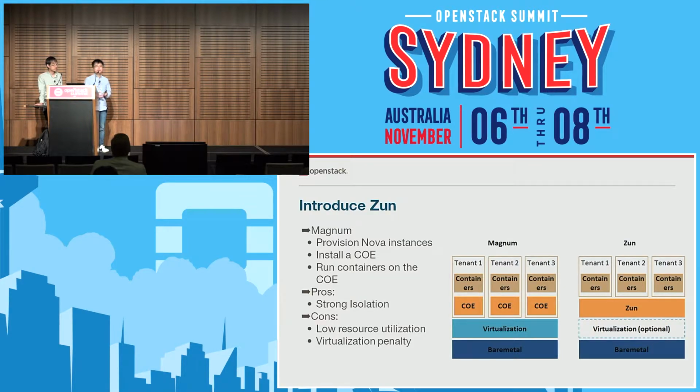And if the user wants the COE to be HA, an additional set of VMs needs to be created for redundancy. So if there's a cloud that has a large number of users and each user wants to create their own COE, there will be a lot of COEs in the cloud taking a lot of resources, and this is undesirable. So this problem is solved by Zun.